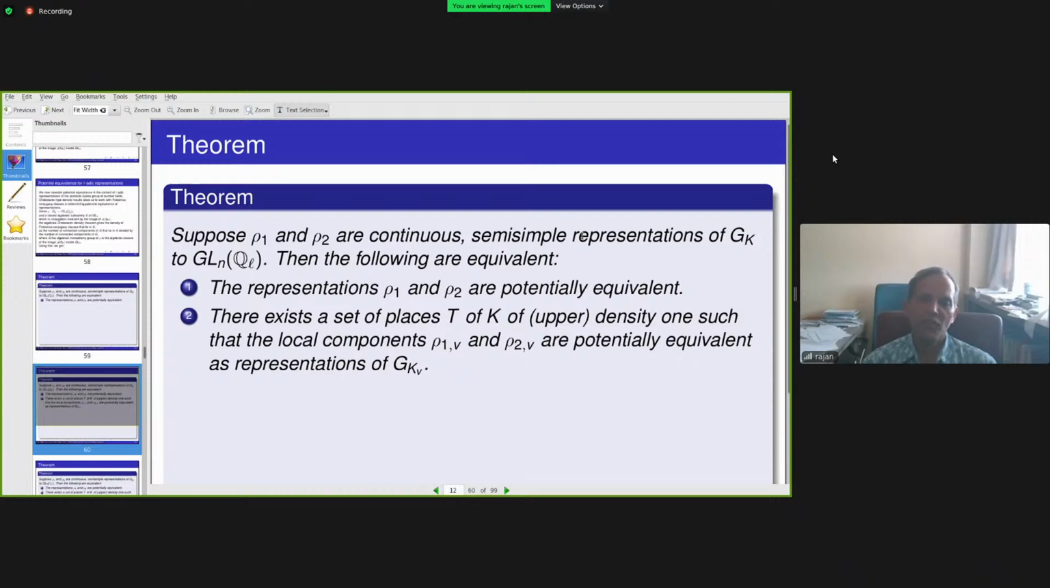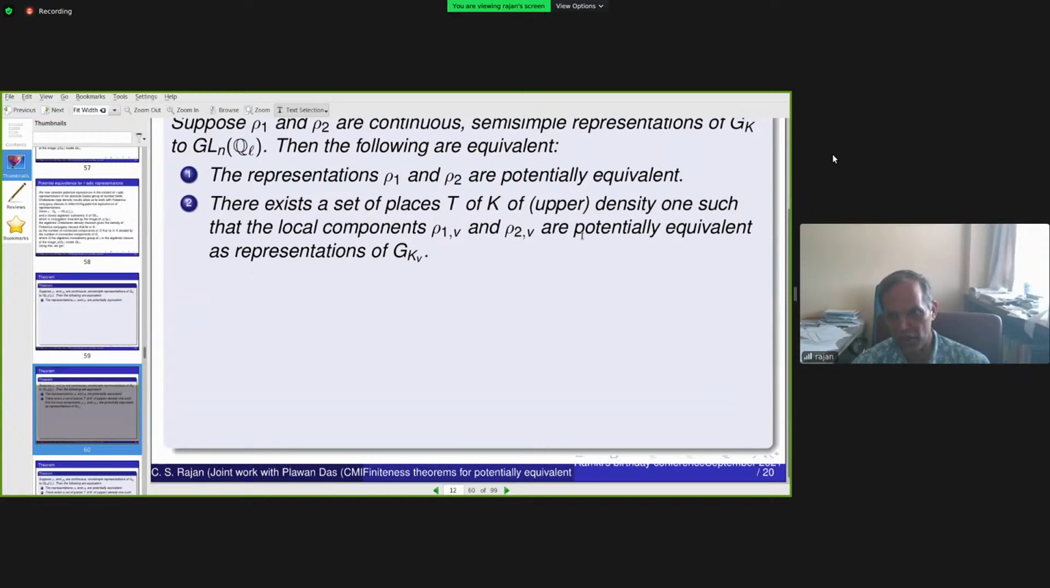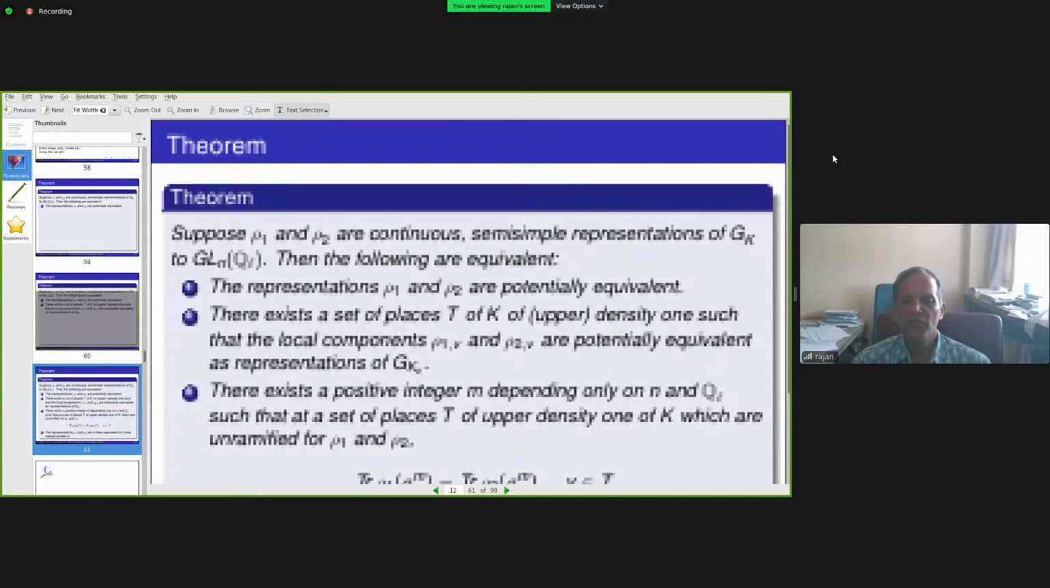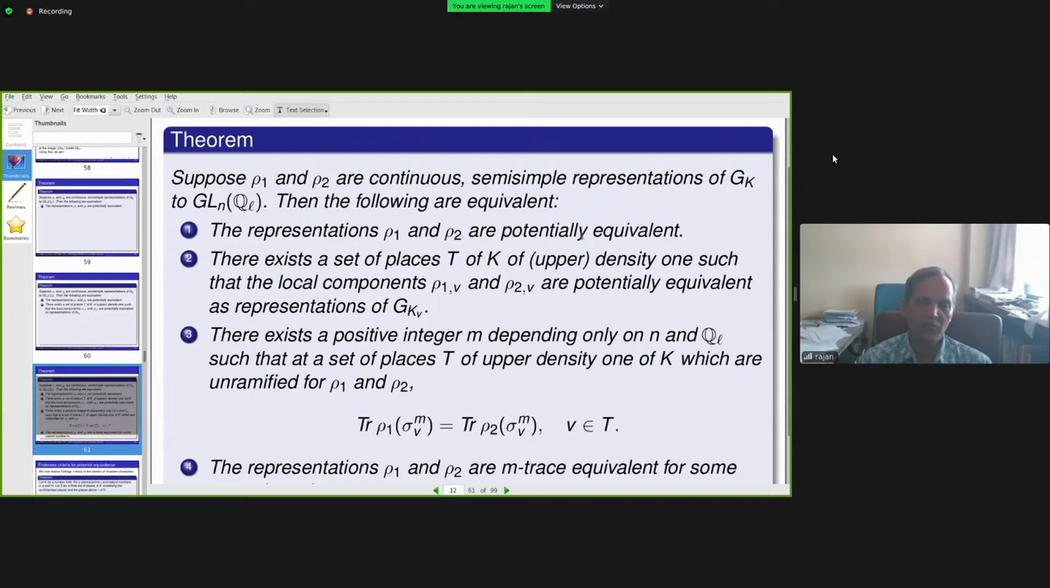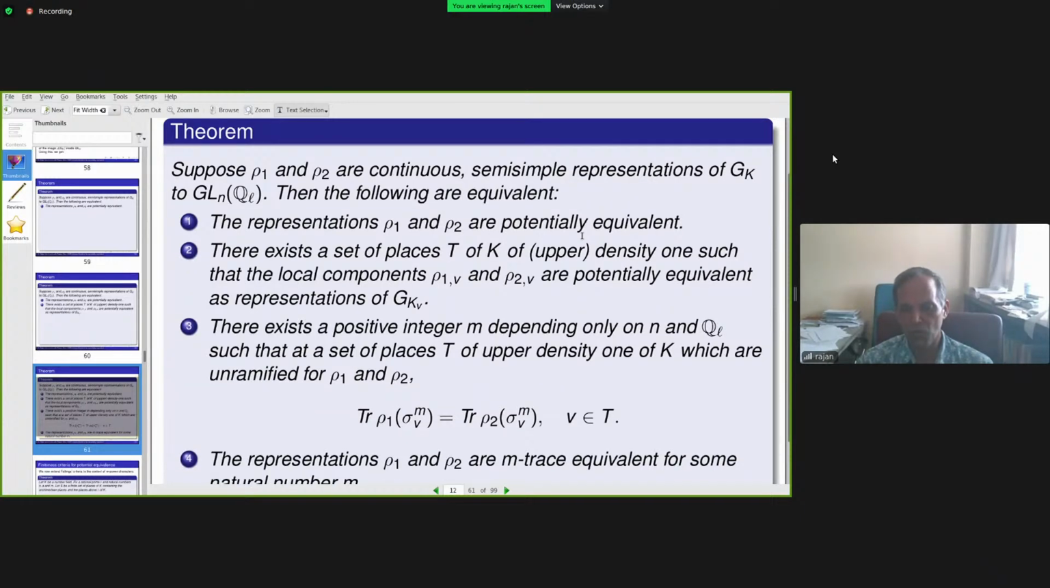So given any place v, you can look at the local components, which means you look at the local decomposition group at v, and define the restriction, which is well defined only up to conjugacy. The local components ρ1,v and ρ2,v are potentially equivalent as representations of the local Galois group. That is, they are locally potentially equivalent. And there exists a positive integer m depending only on n and Q_l, such that at a set of places of upper density 1, which are unramified for ρ1 and ρ2, trace of ρ1 of sigma_v to the power m equals trace of ρ2 of sigma_v to the power m.